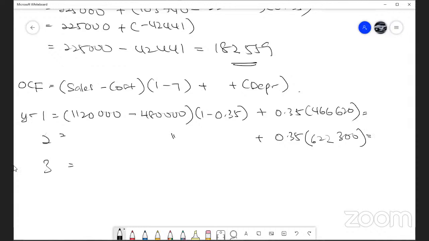Year 3, repeat the same thing on top. This side is same, plus 0.35. The only difference is the depreciation. And the only depreciation section is different here now. That will affect your cash flow.